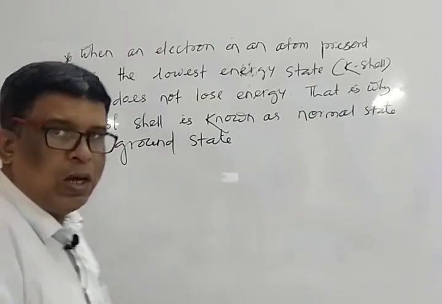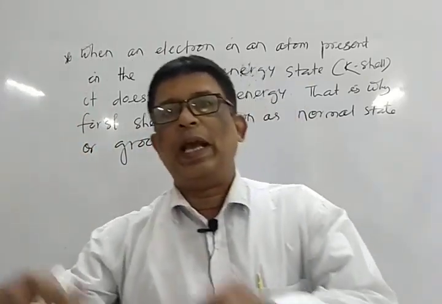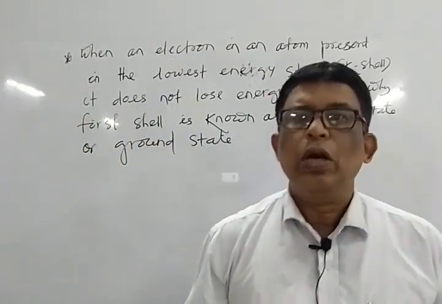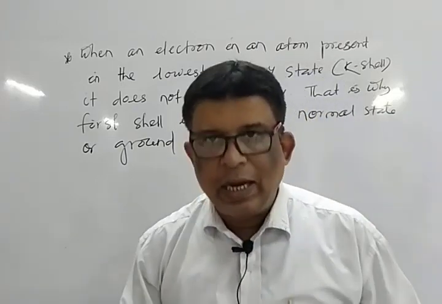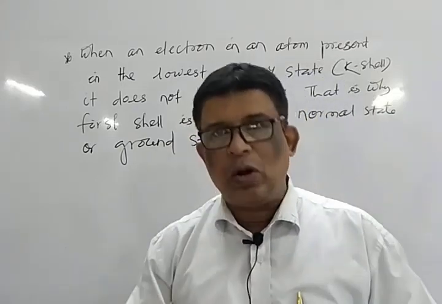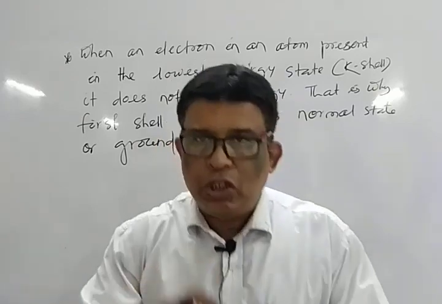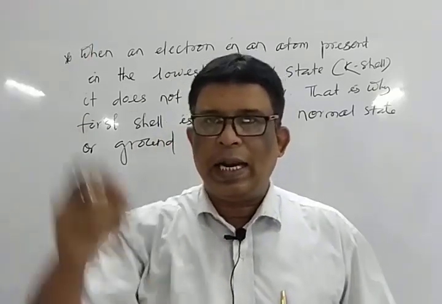Next point, from gaining energy from any other source. By gaining energy, when an electron gains energy from any other source, it jumps from a lower energy level to a higher energy level.